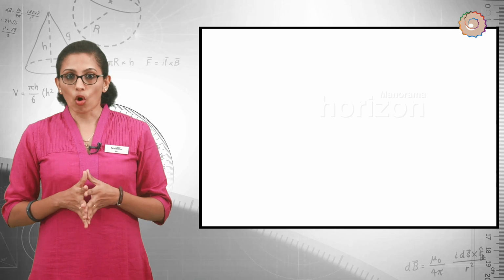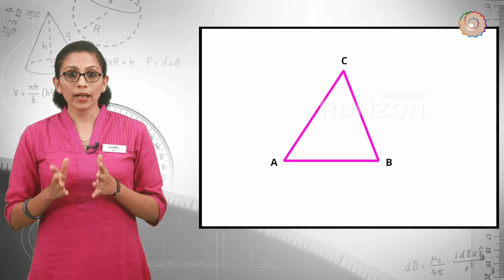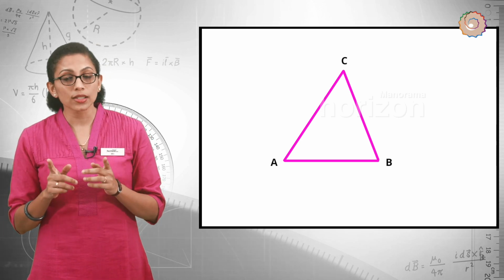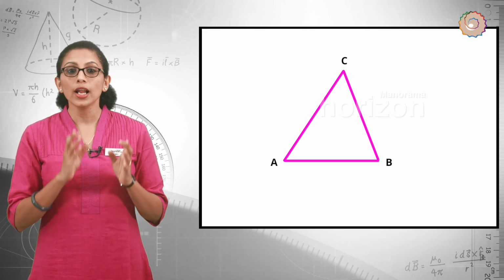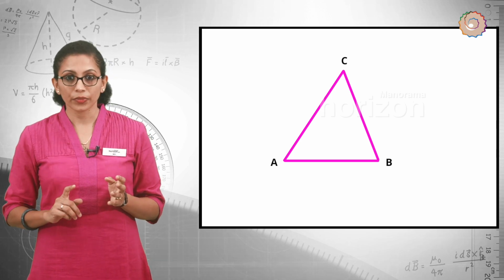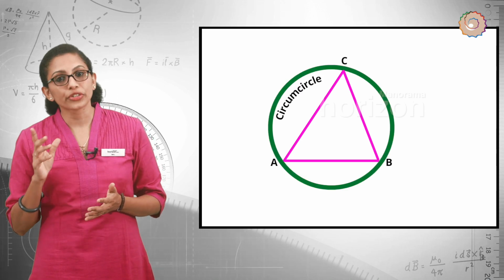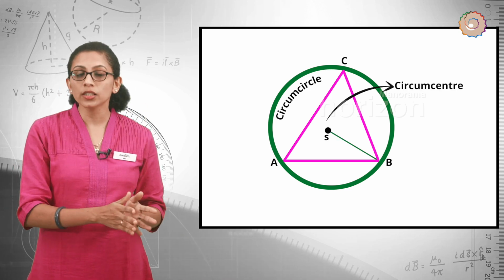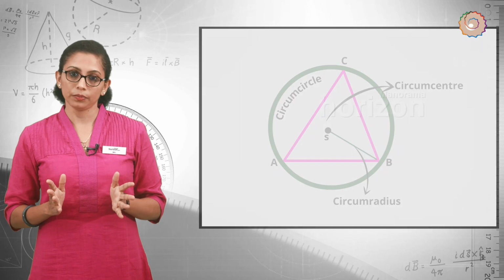Also, you have to note, if ABC is a triangle, then by theorem 7, we know there is a unique circle that passes through the three vertices of the triangle A, B and C. This circle is called the circumcircle of the triangle ABC, and its center is called the circumcenter. Its radius is called the circumradius of the triangle.